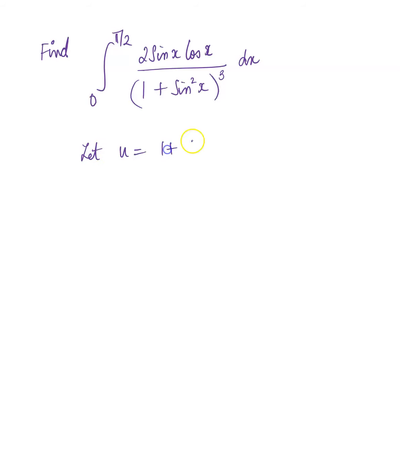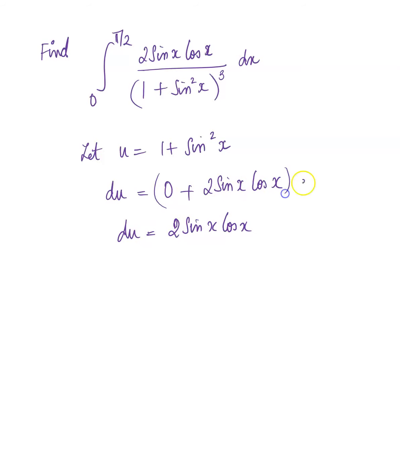Let u be 1 plus sine squared x. So that means du is 0 plus 2 sine x cosine x. I know this will happen because with a square we'll do the chain rule. That's what I did, the chain rule. But I know this chain rule is going to be helpful because that's what I have in my numerator. So all is good. It's 2 sine x cosine x dx. So then I do 0 to pi over 2.